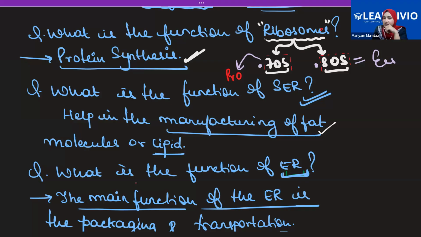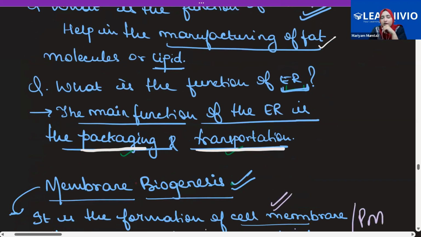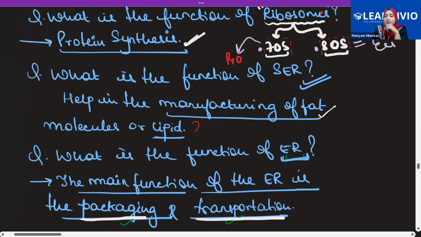So it is responsible for the manufacturing of fat and lipid molecules. Detoxification, I think that is the function of the Golgi apparatus. No, no, ma'am. Smooth endoplasmic reticulum. Yes, and it is important for the detoxification of drugs.